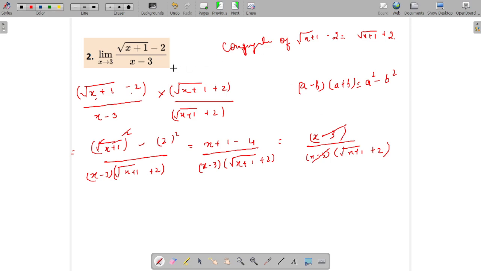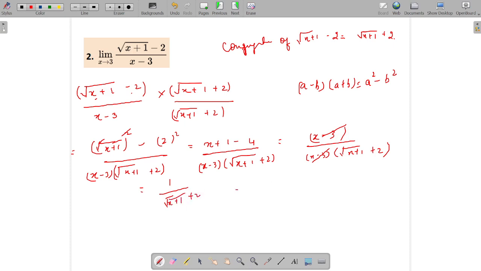If you come back to the question here again, you can see that if I applied the limit directly, I will get an indeterminate form. 3 minus 3 will be 0 in the denominator, right? But here, by multiplying by the conjugate of the numerator, I have cancelled out the indeterminate form factor, and I'm left with only 1 over root x plus 1 plus 2.